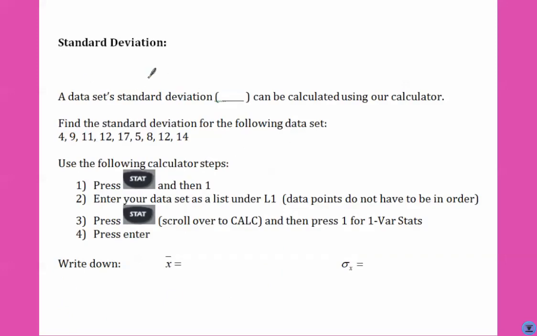Standard deviation is a standardized unit of measure. Things that we use for measurement are like feet or inches or miles or kilometers. Standard deviation is just another way we could measure this distance.